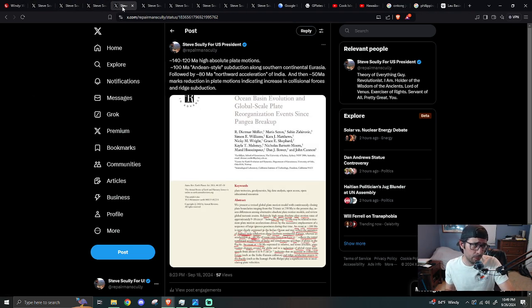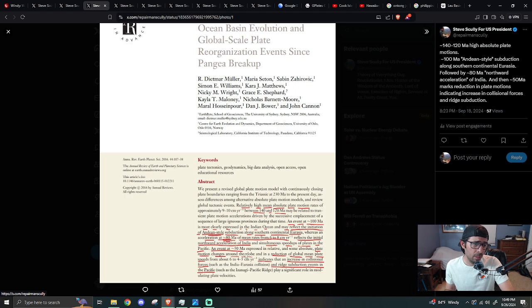Here, maybe let's do this one real quick. It's just one post. Just the abstract. Relatively high mean absolute plate. So this is about the ocean basin evolution, global scale plate reorganization events since Pangea. So they're kind of going through more than just the 100 one.